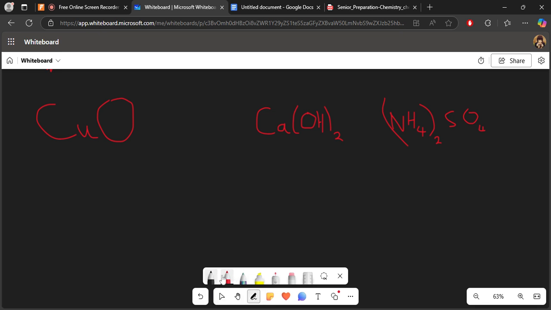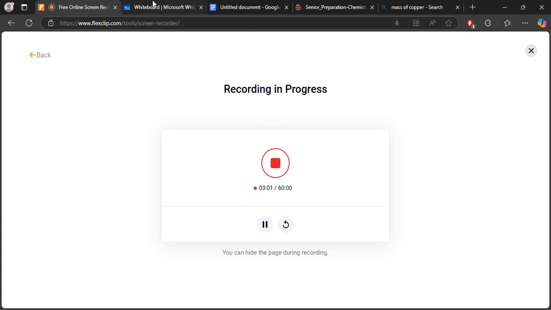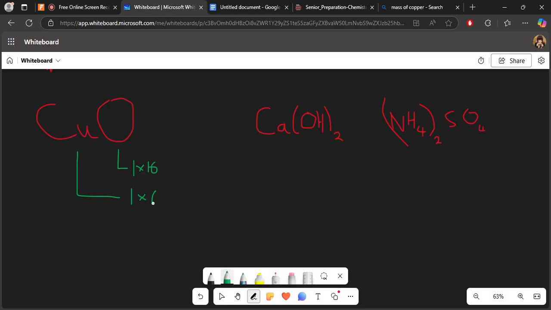Okay, so here's what we're gonna do. Copper 2 oxide has one oxygen atom with mass 16 and one copper atom of mass, okay, copper has a mass of 64, and that's 16 for oxygen, 64 for copper, giving us a total of 80.